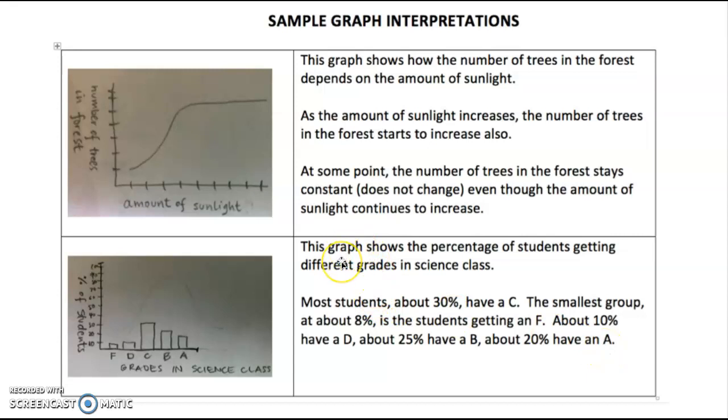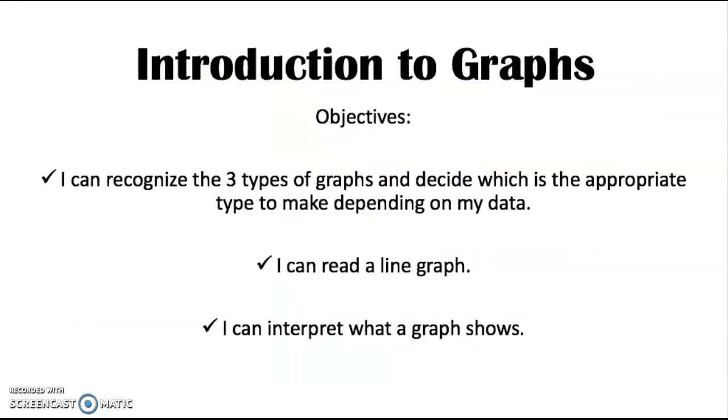So I first establish overall what's going on, then I break it down and get nitty-gritty explaining each part, each bar, or in the case of a line graph, each place where the line graph changes. And that is your introduction to graphs. We talked about the three types of graphs and knowing when you're going to make a line graph, a bar graph, or a pie chart. You looked at how you can read a line graph, if it's increasing, decreasing, or staying the same. And then we looked at interpreting what a graph shows.